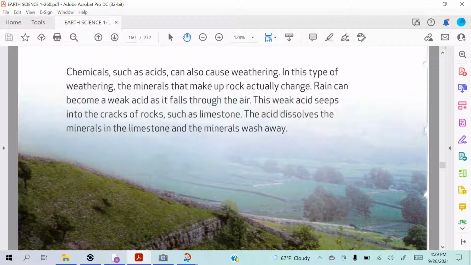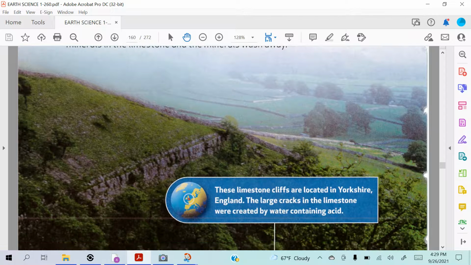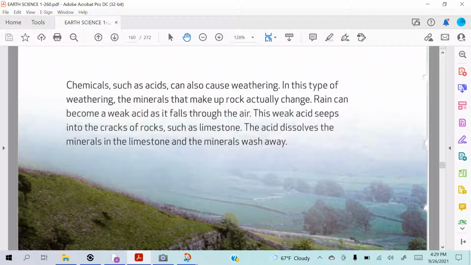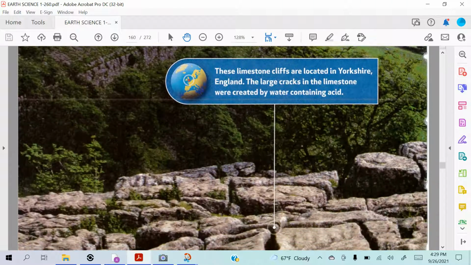Rain can become a weak acid as it falls through the air. This weak acid seeps into rock and into the cracks of rocks, such as limestone. The acid dissolves the minerals in the limestone, and the minerals wash away. Right? And there's two types of weathering. What were they? Do you remember? Mechanical and chemical, right? And so I just described chemical weathering, right?